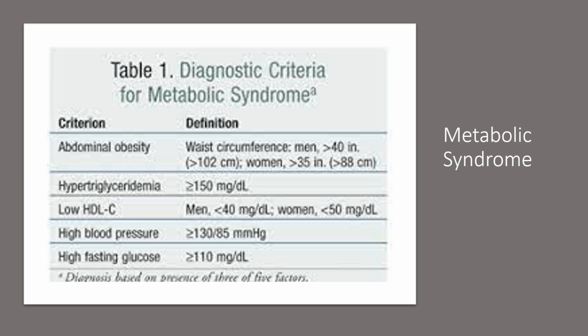3 of 5 are needed. Now, he has 3 of these 5. Abdominal obesity. His waist circumference on this particular slide is greater than 40 inches at 43 inches. Hypertriglyceridemia, yes, his is 190. This is above the 150. Low HDL-C, his is less than 40 at 38. His blood pressure is normal and his fasting glucose is normal.